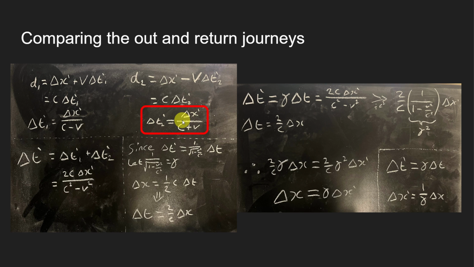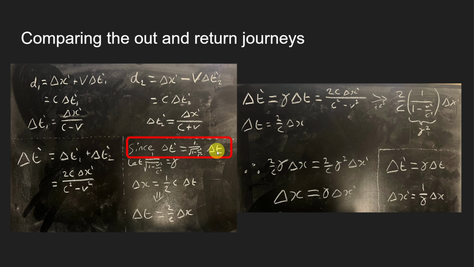We've rearranged it down here. Take note that in the rearrangement, because of that minus above, we've got c plus v at the bottom here, and not c minus v like we did for delta t1 prime. Now to get the round trip speed, we are adding both of these together. So we're doing delta t prime equals both of these added together, which is 2c delta x prime over c squared minus v squared.